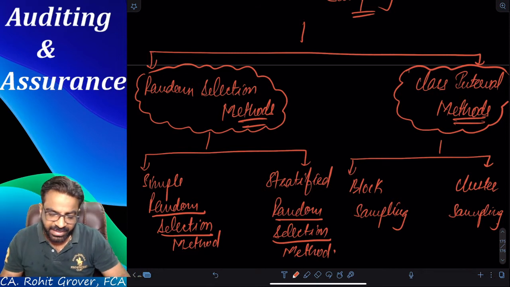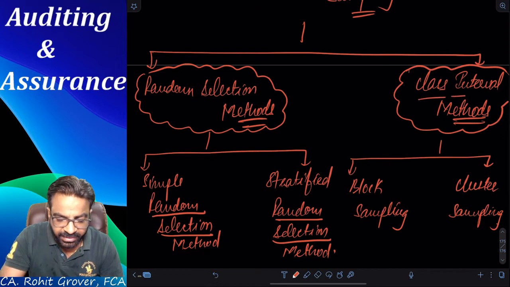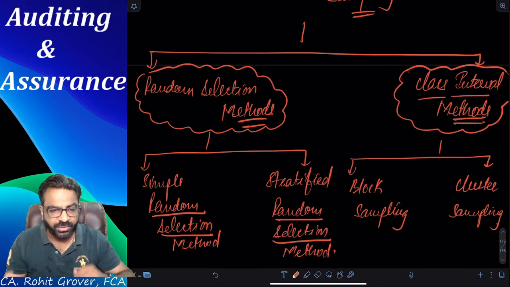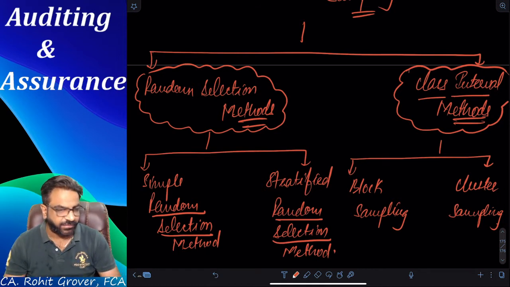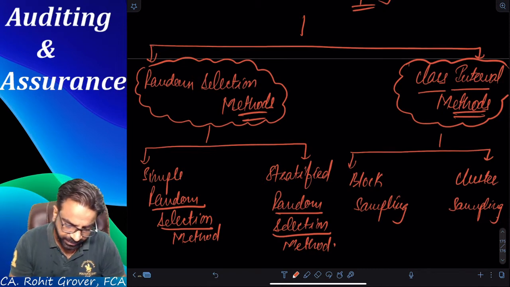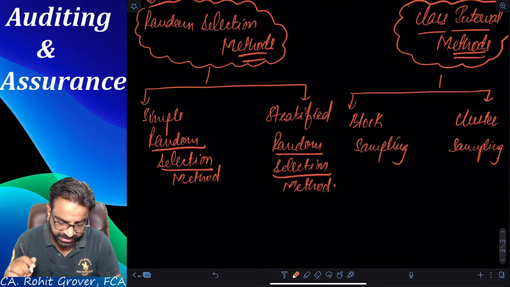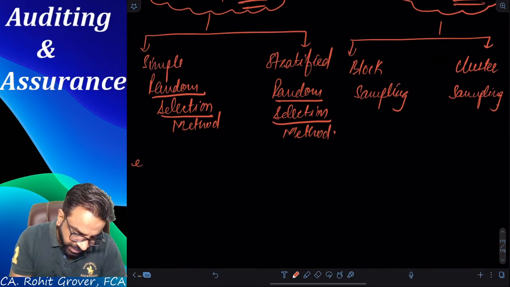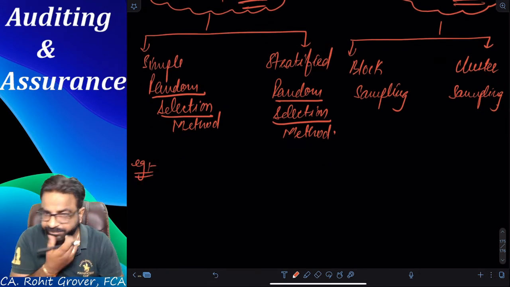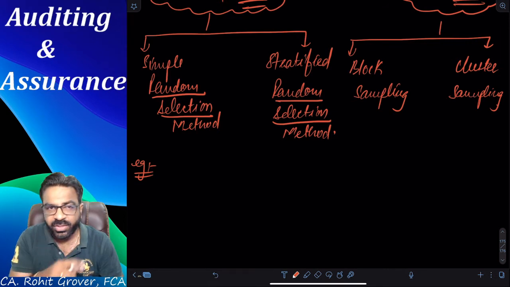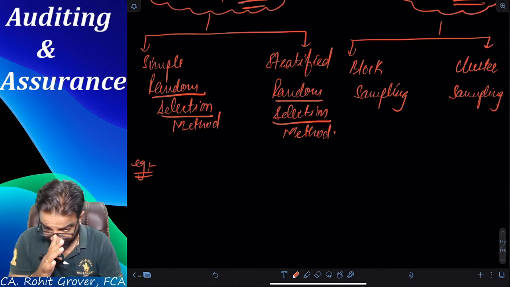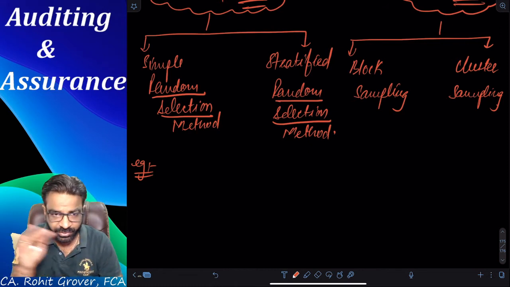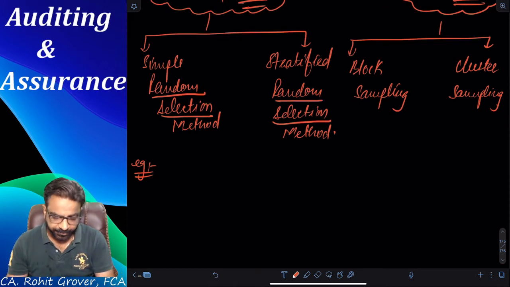And in the next two methods, what is the common thing? In the next two methods, you will find that there is one class interval included in those methods, right or not? So there will be one class interval. Now try to understand this very carefully. What do you mean by simple random selection method? I'm going to give you an example of each and every method so that you can understand. After doing all four methods, I will ask you one simple question and you have to give me the answer. That is going to be the conclusion of our methods of audit sampling topic.